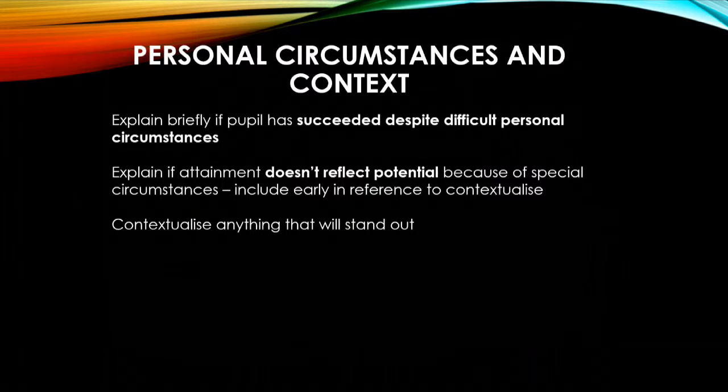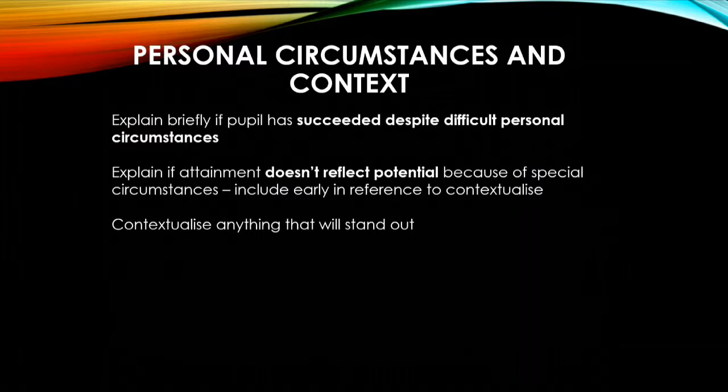Next, you're going to be talking about personal circumstances and context. So this changes focus from the more broad information about the school down to the granular level information about the individual. So here we'd want to see an explanation, perhaps if a pupil has succeeded despite difficult personal circumstances, something that I mentioned before. They'd also want to see an explanation, perhaps if attainment doesn't reflect potential because of particular circumstances. It would be really, really useful to include these early in the reference, because then all of the information that follows can be contextualised by that early evidence.